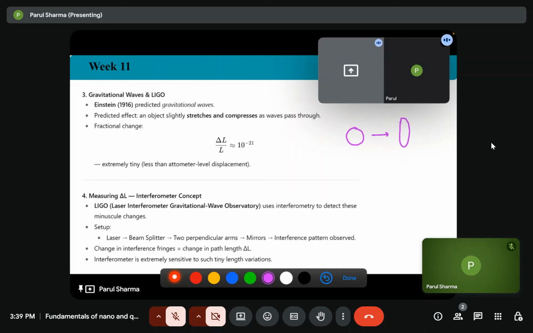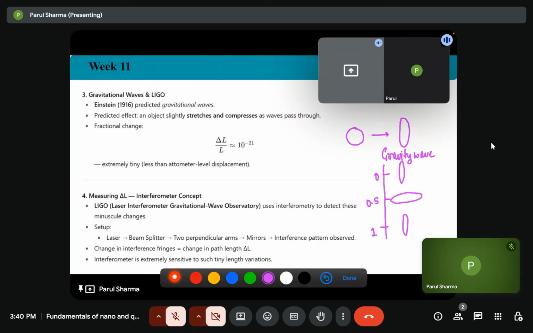So suppose we have a gravity wave at zero time, it's like this, at 0.5 seconds, like this, at one second, it again becomes like this. So this is a change in the length.